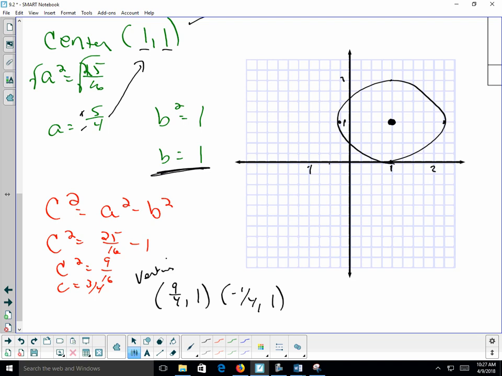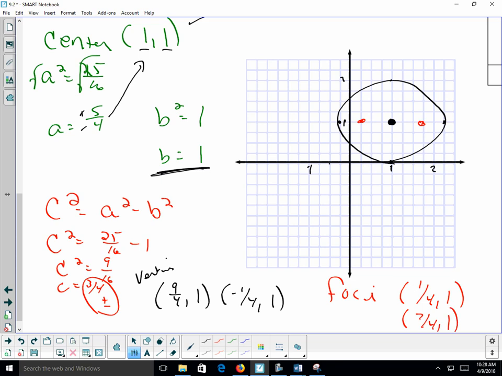The foci actually, I said C was 3/4. So the C is the distance from your center to your foci. So I'm going to go from my center 3/4, 1, 2, 3. Other direction, 1, 2, 3. Everything happens on the major axis. So whatever axis is longest, that's where your foci are. So these are going to be my foci. Again, I'm going to add and subtract this 3/4 to the x coordinate. So I'm going to have 1/4, 1, and then 7/4, 1.